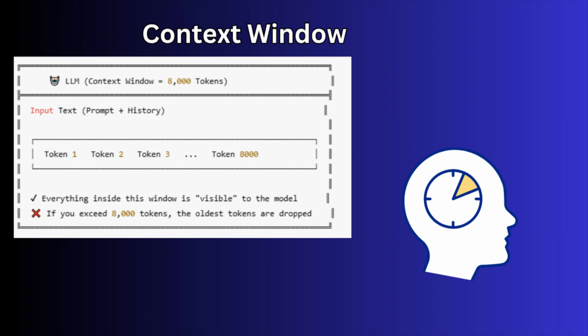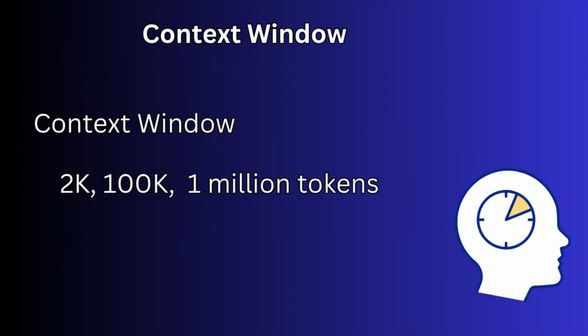Newer models are now being developed with much larger context windows like 32K, 100K, or even 1 million tokens, which means they can remember a lot more and provide much more accurate, in-depth responses over longer conversations. So in short, the context window determines how much the model can keep in mind while it's working.